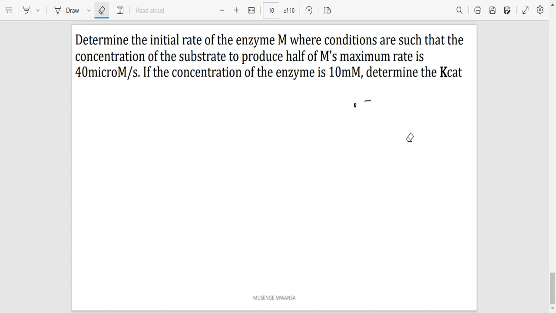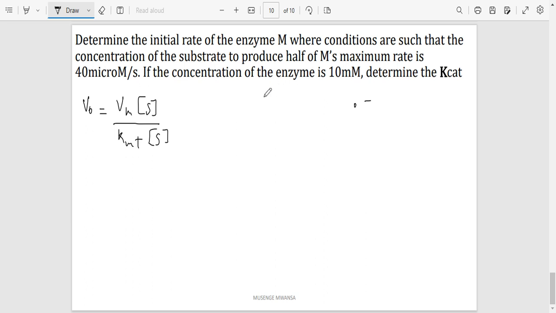Okay, so now let's go on and answer this question. Now we know that already the initial velocity is given by the maximum velocity multiplied by the concentration of the substrate, and then divided by Km plus the concentration of the substrate. But from what we've been given, determine the initial rate of the enzyme M, where conditions are such that the concentration of the substrate produces half of M's maximum rate.